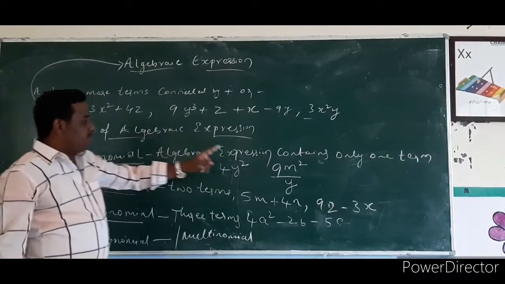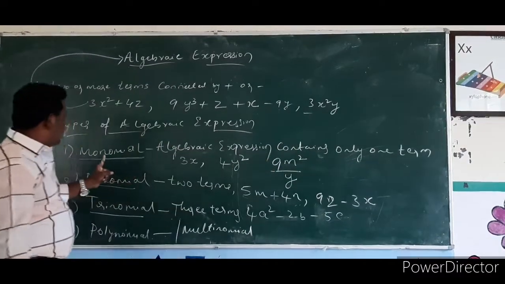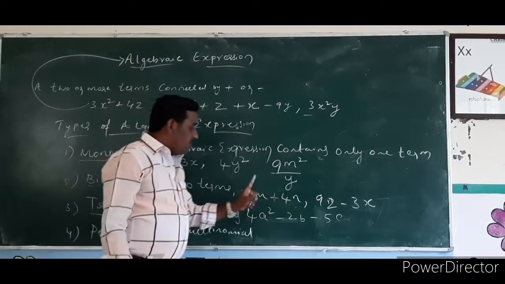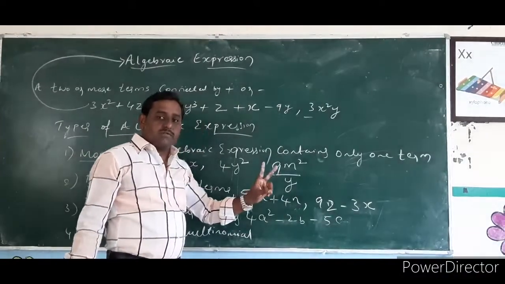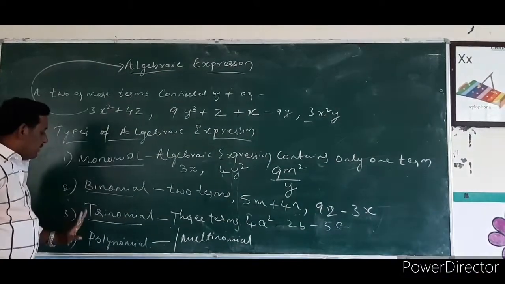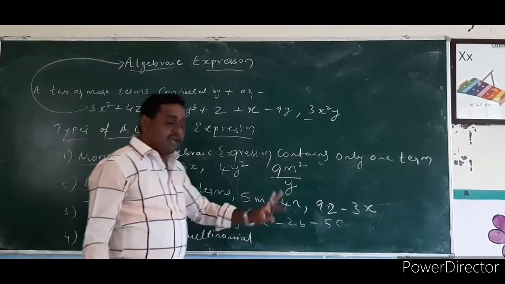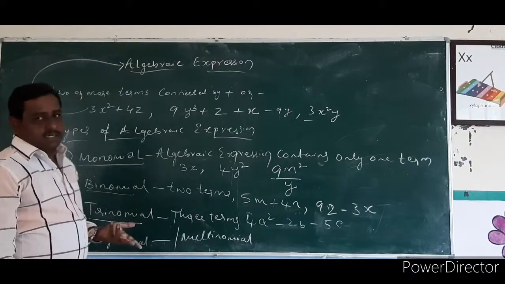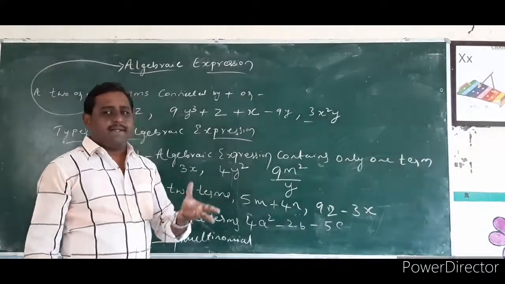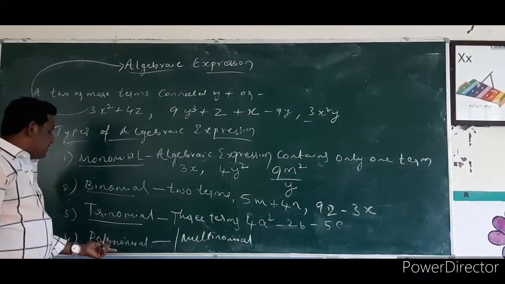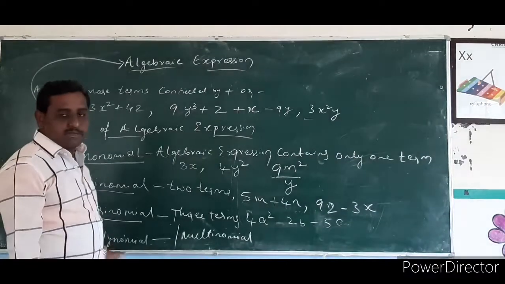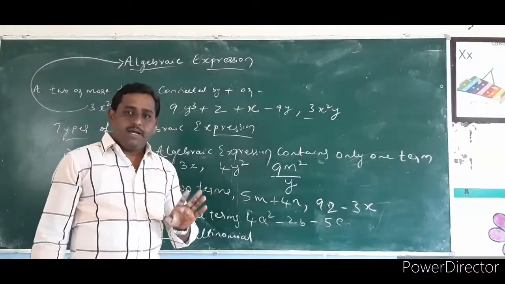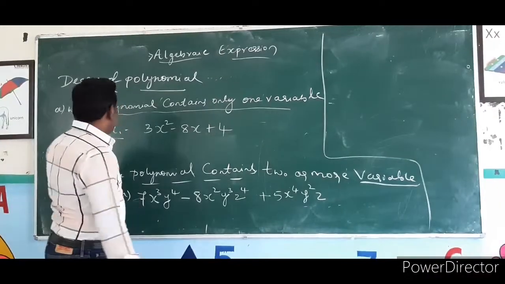If an algebraic expression contains only one term, that is called monomial, and an algebraic expression containing only two terms is called binomial. An algebraic expression containing three terms means trinomial. More than one term, three terms, four terms, five terms, if it contains like this, we call that algebraic expression polynomial or multinomial.